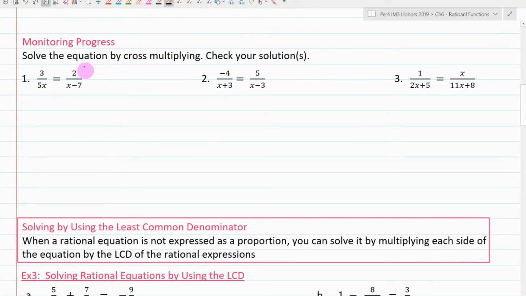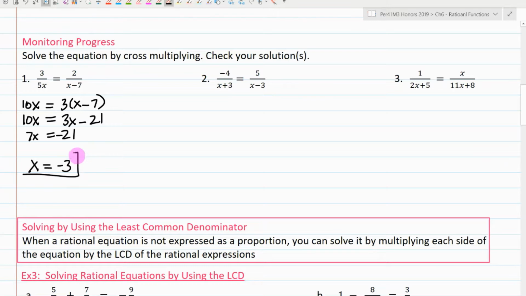All right, so cross multiply. 3 times x minus 7. Subtract 3x. And x equals negative 3, which is fine. Doesn't make that or that 0.